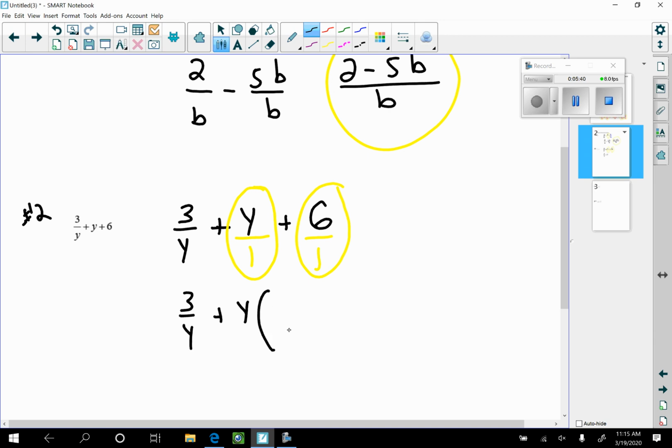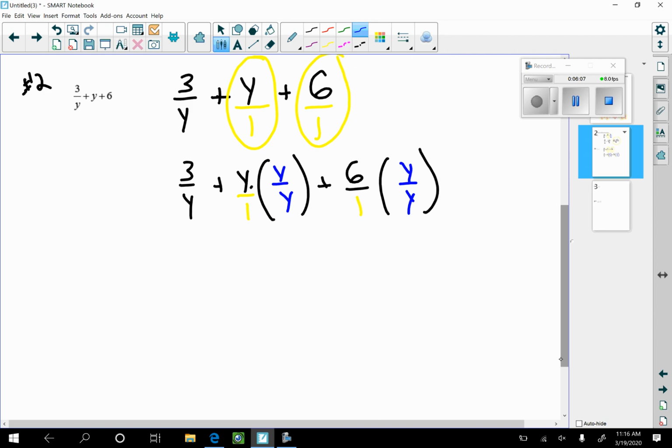Y times, let's write this in blue, y over y, because that's going to give me a y on the bottom here, and I can write that 1 there, plus 6 over 1. And what am I going to multiply that bad boy to? I'm also going to multiply him by y over y. So now I'm going to have like denominators.